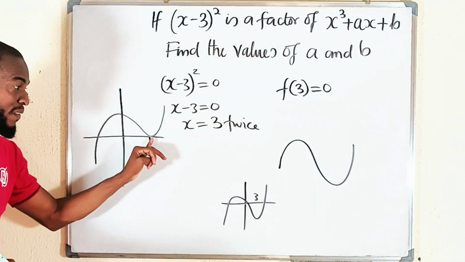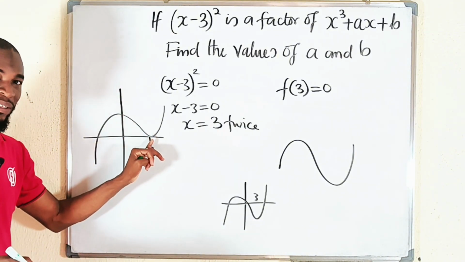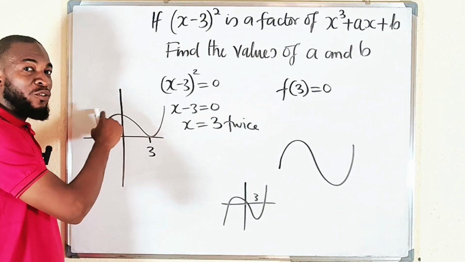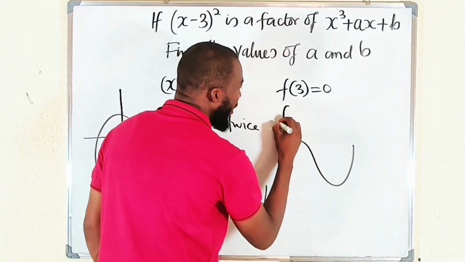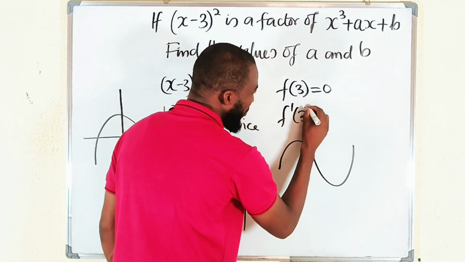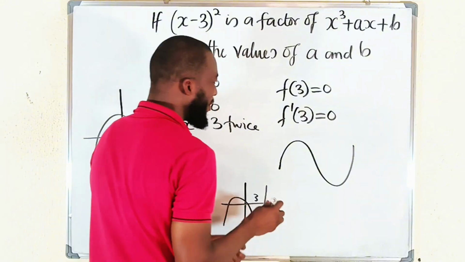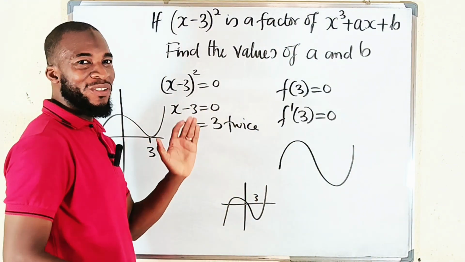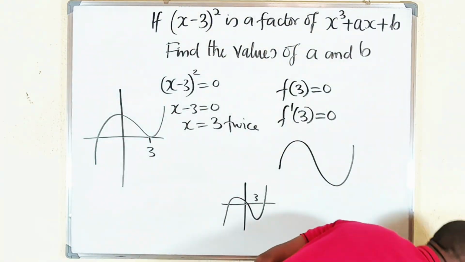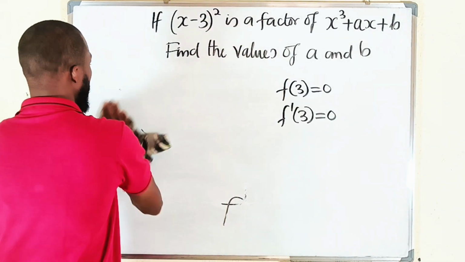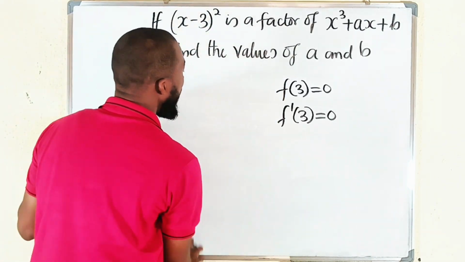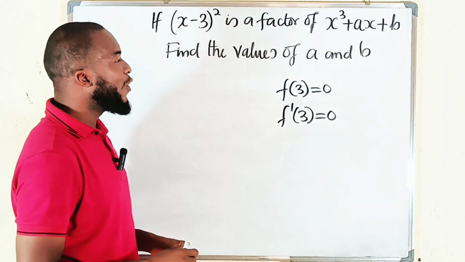Then this is a turning point. We have two turning points. And the derivative at that turning point must be equal to 0. So therefore, f prime of 3 must be 0 as well. So these are the two equations we need to solve this problem. So let me wipe this. So let's start with this one, f of 3.